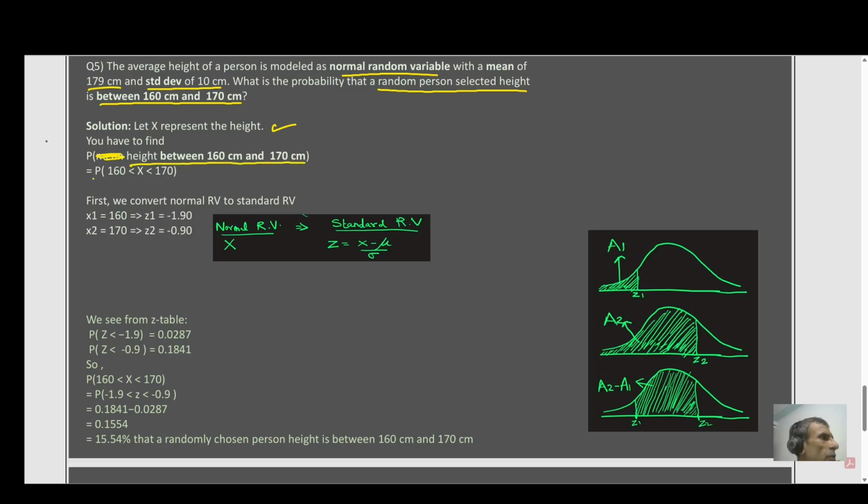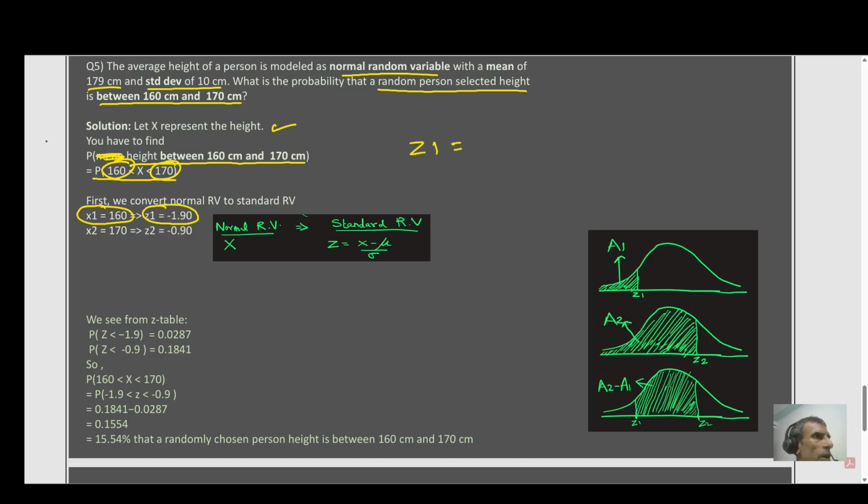In other words, you have to find the probability that x is between 160 and 170. So first we convert both these values, 160 and 170, into your z values. If my x1 is 160, convert into z1. It comes out to be minus 1.90. You can do that. So let me do one for you.